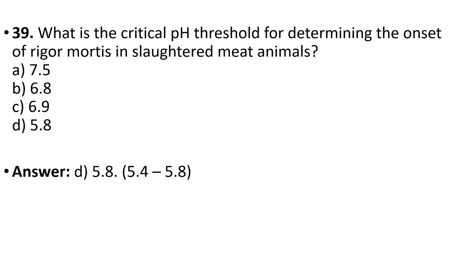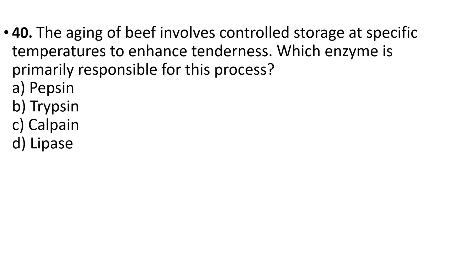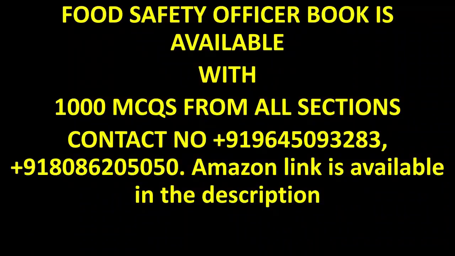Your answer is option D, 5.8. The range is 5.4 to 5.8. Question 40: The aging of beef involves controlled storage at specific temperatures to enhance tenderness. Which enzyme is primarily responsible for this process? Pepsin, trypsin, capsaicin, calpain, lipase. Your answer is option C, calpain.